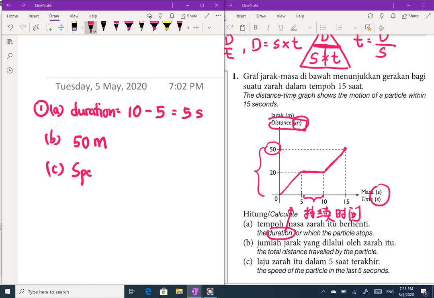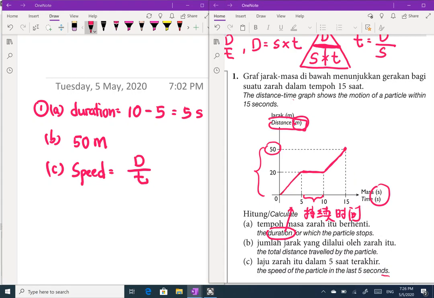Okay, speed, remember, speed is equal to distance divided by time. But remember, read the question carefully. Last 5 seconds, I want the last five seconds. That means 15 minus 5 is 10. That means I want to know here, the speed is the gradient. That means I need to find the gradient. Speed is equal to the gradient.